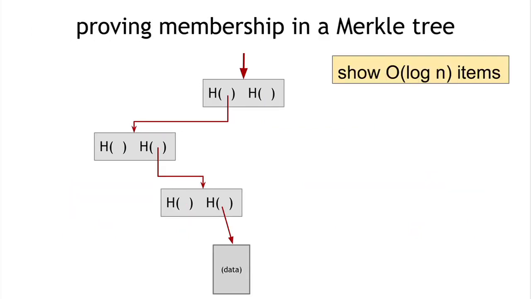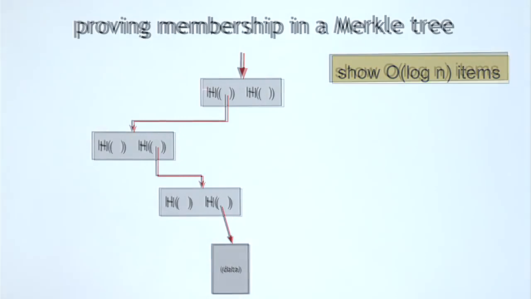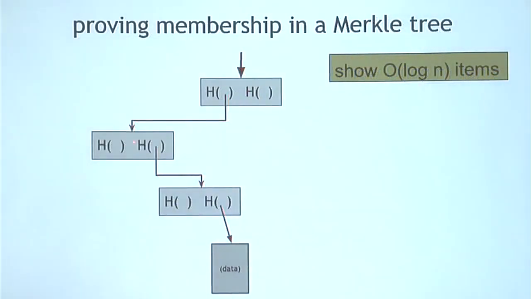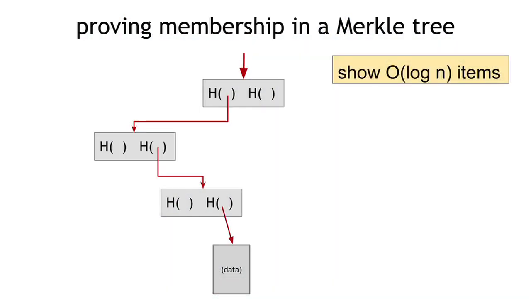So if we remember just the root, and someone wants to convince us that this block is in the Merkle tree, they need to show us this block, and we can verify that the hash matches up. And then they need to show us this block, and we can verify that the hash of this matches that. They can show us this block, we verify that the hash of this block matches this hash pointer, and then they show us the data. And just by verifying the hashes up to the root, we can verify that this data block was in the Merkle tree. So that takes about log n items that we need to be shown, and it takes about log n time for us to verify it.